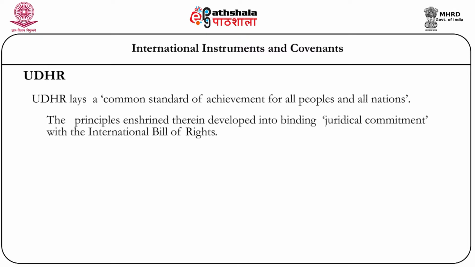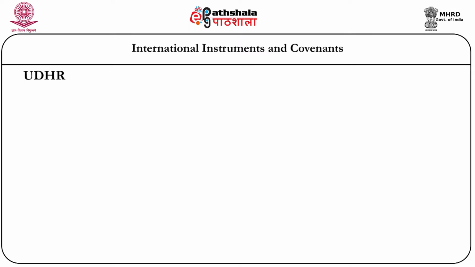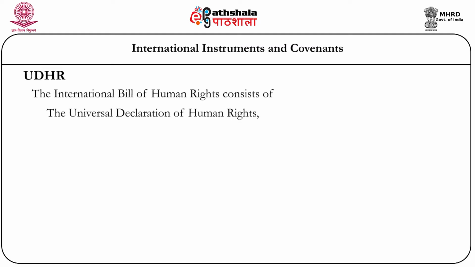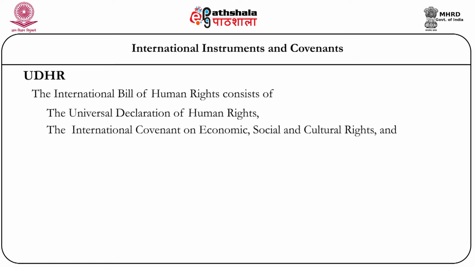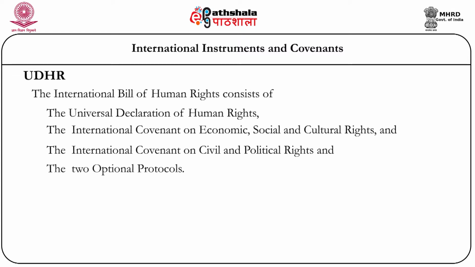The principles enshrined therein developed into binding juridical commitment with the International Bill of Rights. The International Bill of Human Rights consists of the Universal Declaration of Human Rights, known as UDHR. The next one, the International Covenant on Economic, Social and Cultural Rights, known as ICESCR, and the International Covenant on Civil and Political Rights. It is popularly known as ICCPR, and there are two optional protocols.